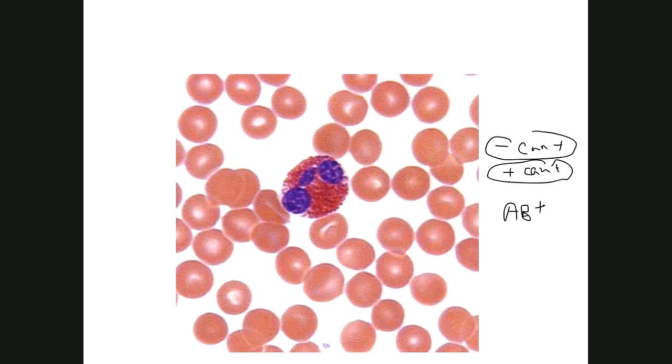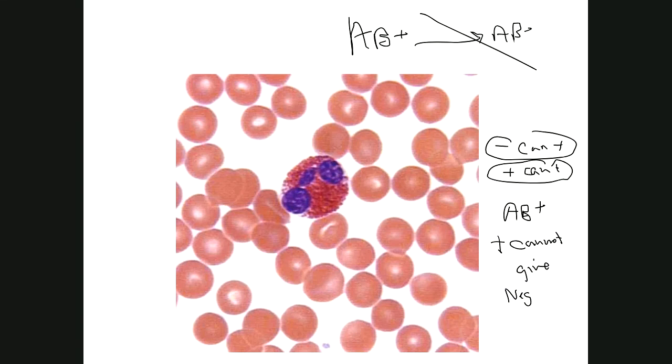You can't do it in reverse though. Positive cannot give to negative. That's why AB positive could not give to AB negative. Remember, AB positive can only give to AB positive. They can't give to negatives. Positives cannot give to negatives. Does that answer your question, Deli?